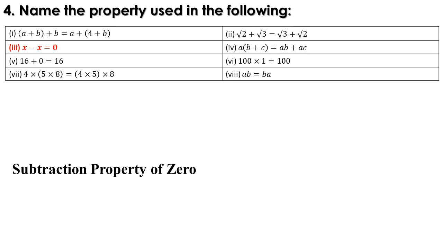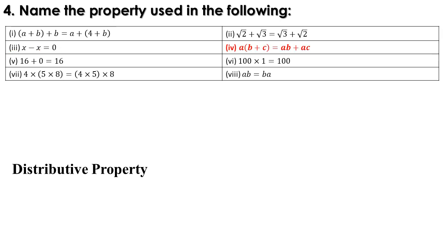Now, here's something simple. x minus x equals 0. This is called the subtraction property of 0. It means that when you subtract a number from itself, you always get 0. So, x minus x equals 0, no matter what number x is.